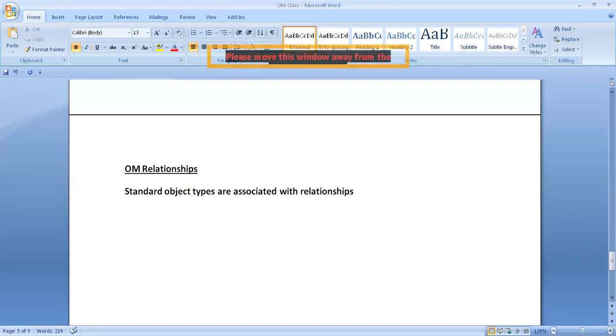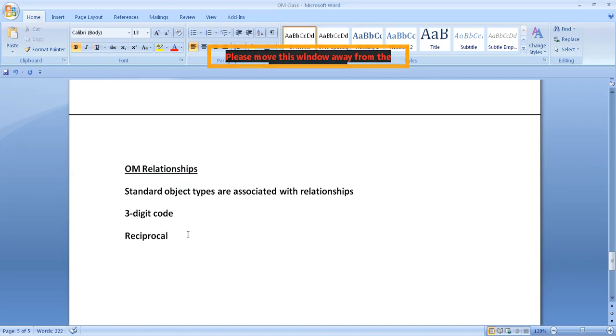This relationship is a three-digit code, a three-digit number, and these relationships are reciprocal. What is reciprocal? It means that if you maintain one relationship, the reverse relationship is automatically maintained by the system. That's why it is called a reciprocal relationship.